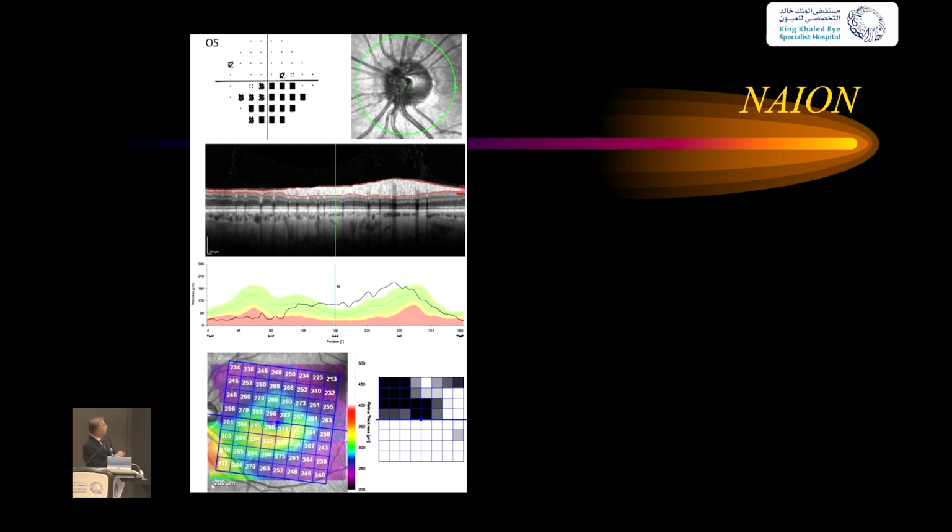If you see a vertical cutoff, a horizontal cutoff like this, where this part is abnormal, this is completely normal, same for the macula, then it is a vascular event, NAION.